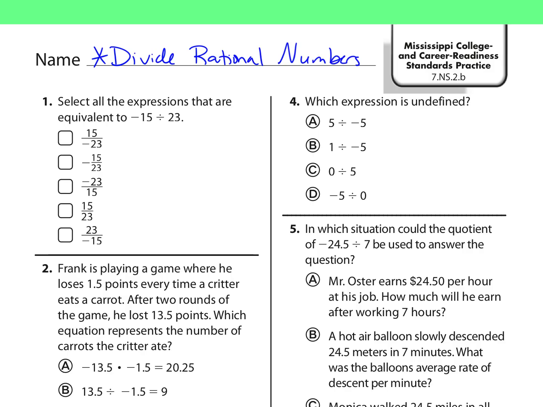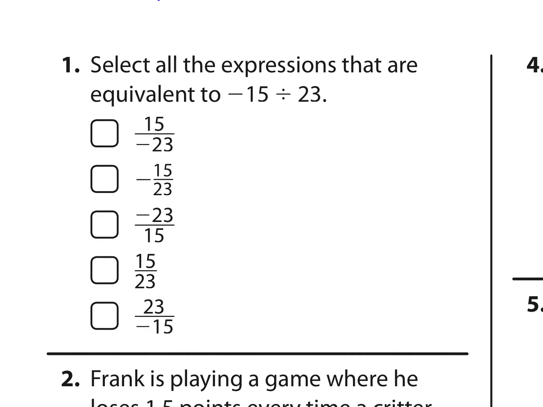Standard NS2B is about dividing rational numbers. I'm going to start with this first problem. Select all the expressions that are equivalent to negative 15 divided by positive 23. So notice that all our answer choices are in fraction form, which just means division.